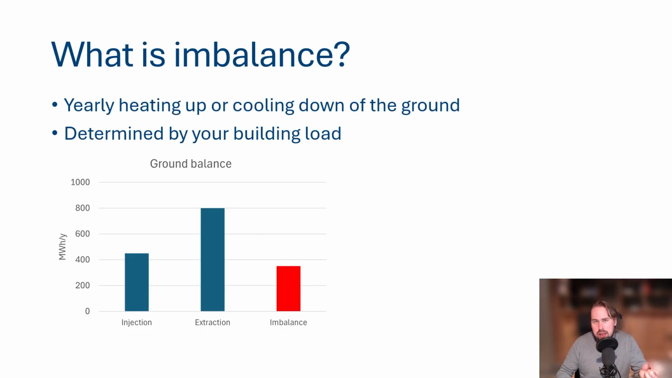Now, what is the imbalance exactly? The imbalance is defined as the yearly heating up or cooling down of the ground. And this is basically determined by your building load. So your building has a certain demand for heating and cooling. You pass it over a heat exchanger and a heat pump. And out comes the energy you want to exchange with your ground. So the amount of energy you want to inject in the ground during cooling, and the amount of energy you want to extract from the ground during heating or by the production of sanitary hot water. And this difference is defined as the imbalance.